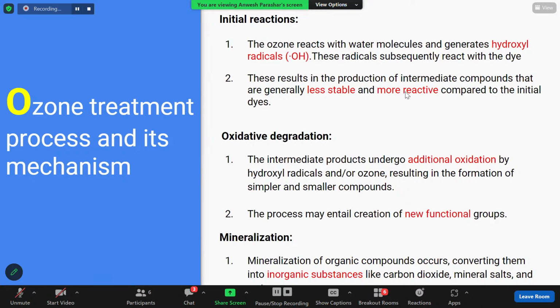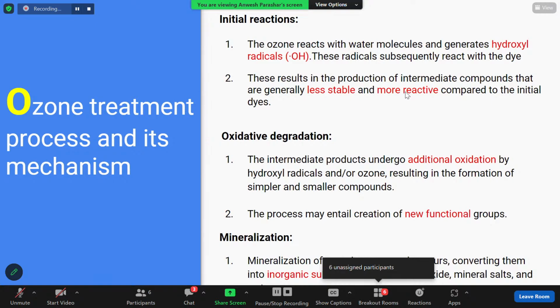The second step in this mechanism is that the intermediate products which have been formed in the initial reactions undergo additional oxidation by hydroxyl radicals, resulting in the formation of simpler and smaller compounds. The process may entail the cleavage of chemical bonds and creation of new functional groups. For example, aromatic rings, which are present in the effluents, may disintegrate into aldehydes, alcohols, and carboxylic acids.